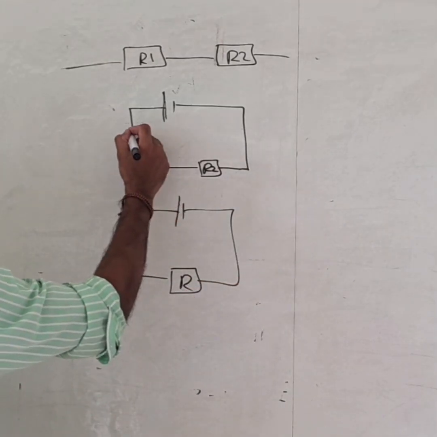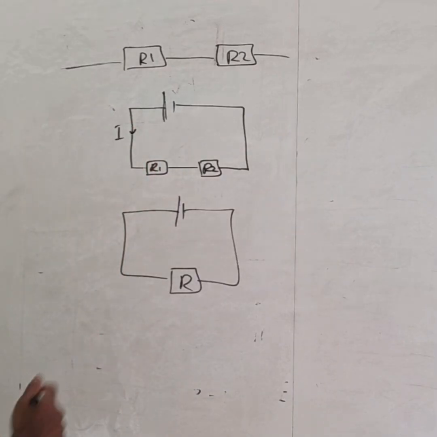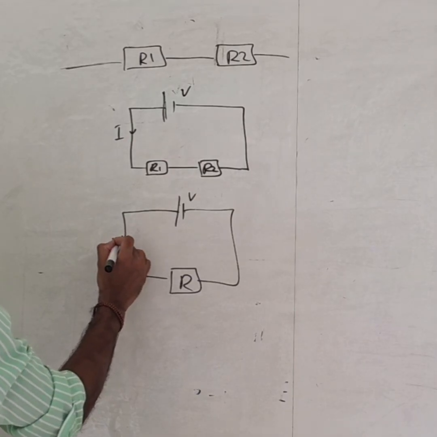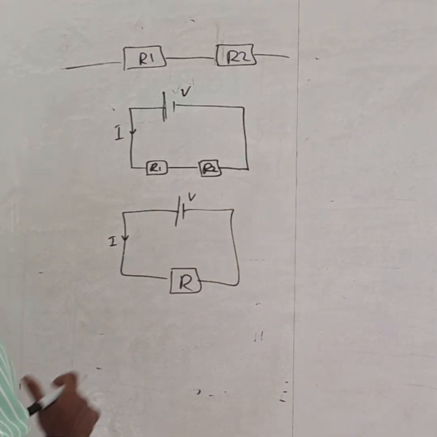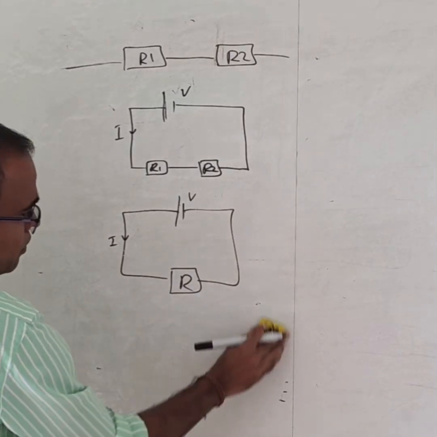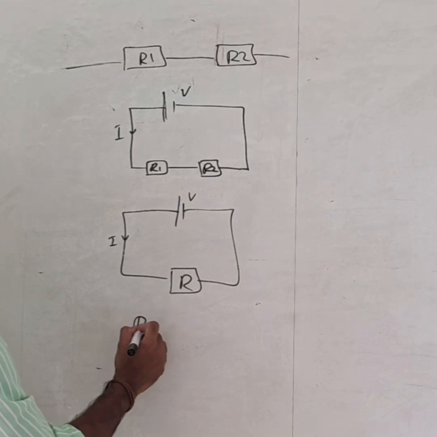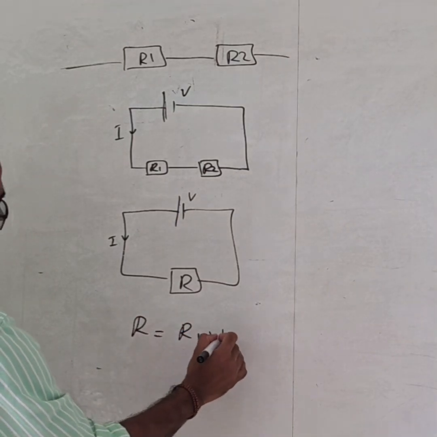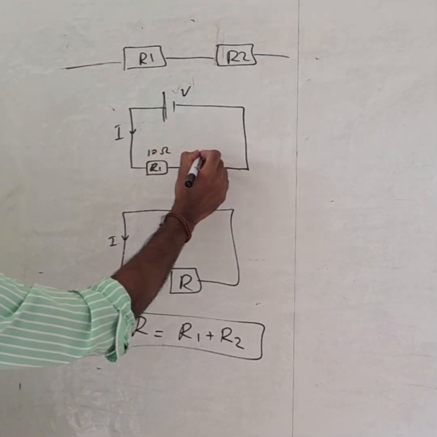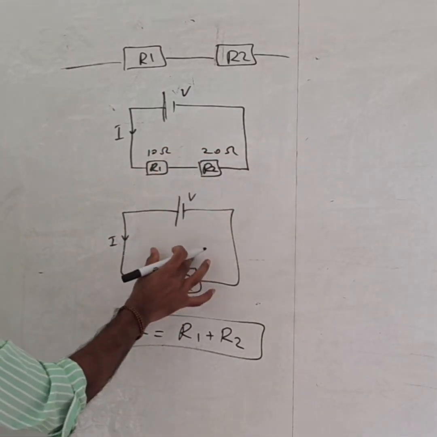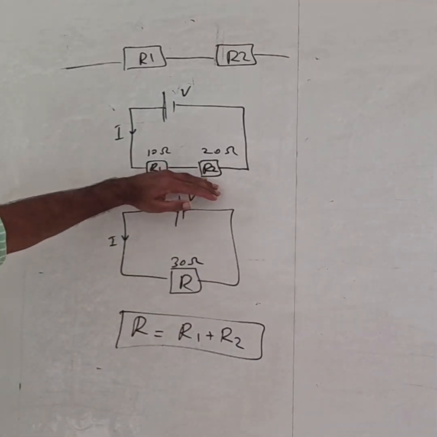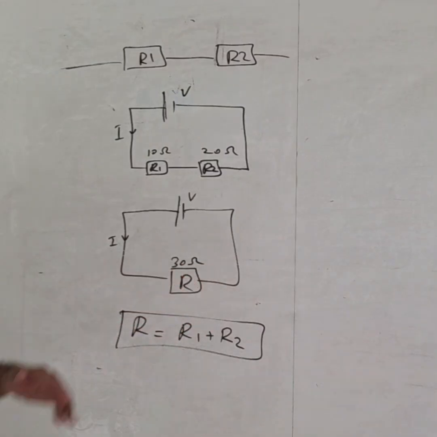If a current I is going through this circuit, and this is the battery voltage, the same battery is used here. I want the same current in this circuit, and I want to replace these two resistors with a single resistor. So we are going to find that value of R. This R will be given by R1 plus R2. If this is 10 ohms and this is 20 ohms, the equivalent resistance is 10 plus 20, 30 ohms. So you can replace these two resistors with a single resistor of 30 ohms.